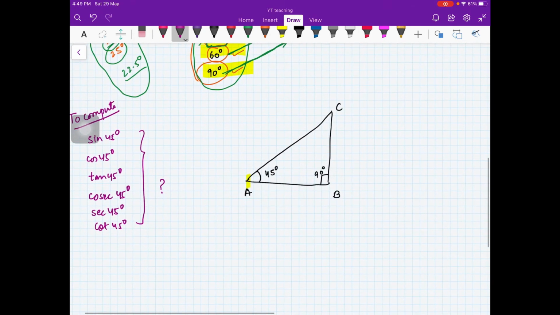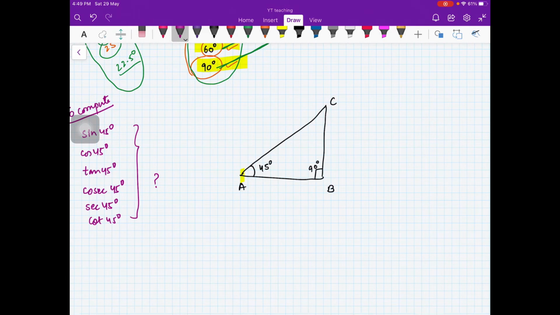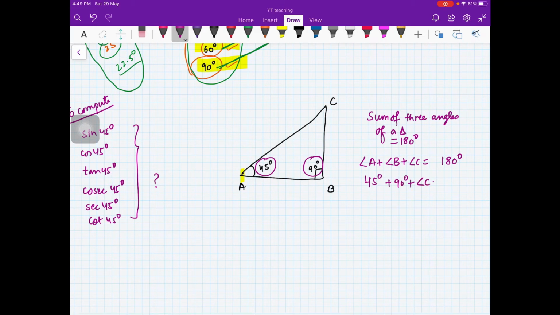So see students, you can write in the comment box if you get something, and then you can check whether you were right or not. You see here, the moment two angles of the triangle are given, the third angle you can compute. Why? Because you know that the sum of three angles of a triangle is 180 degrees. Therefore, angle A plus angle B plus angle C is equal to 180 degrees. Now angle A is 45 degrees, angle B is 90 degrees, angle C you can compute.